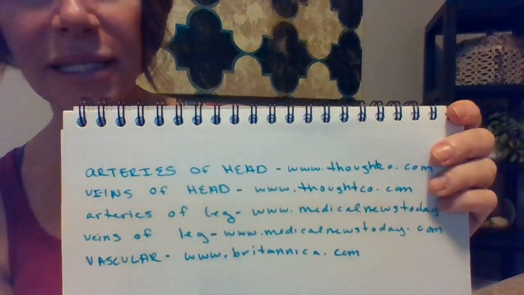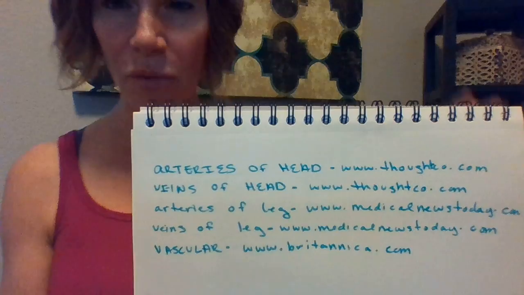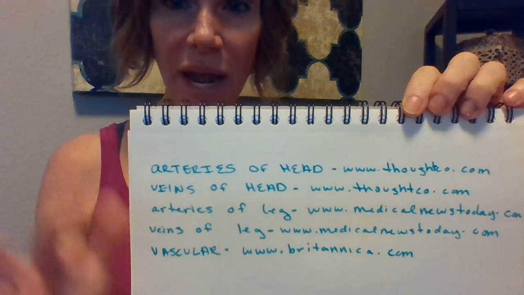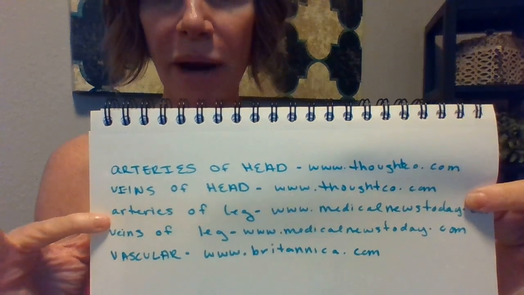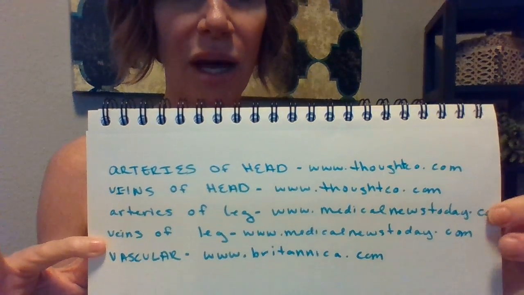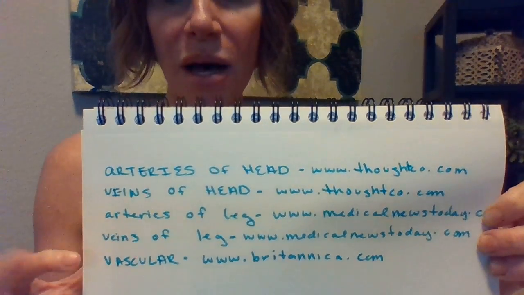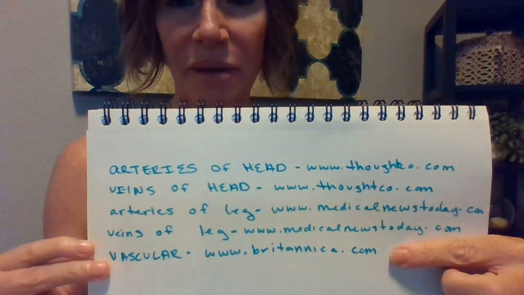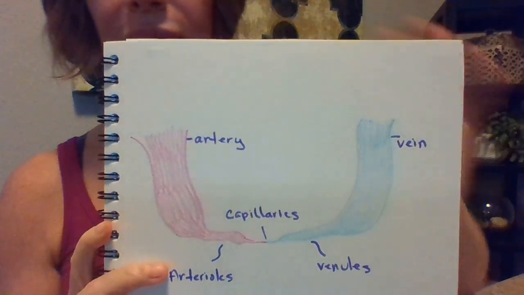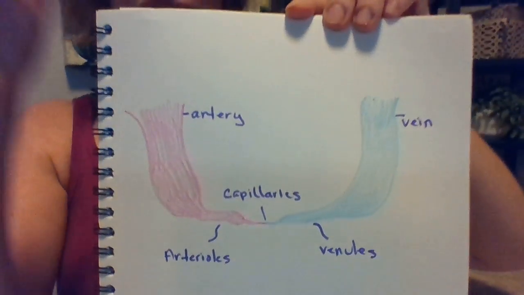Okay. This is, of course, where my images came from. So I have the arteries and veins of the head over here, and the arteries and veins of the upper and lower limbs, and then my vascular system image that I'll be using throughout the presentation. Okay. So first, let's begin with, I'm trying to get this all in the picture, so bear with me.